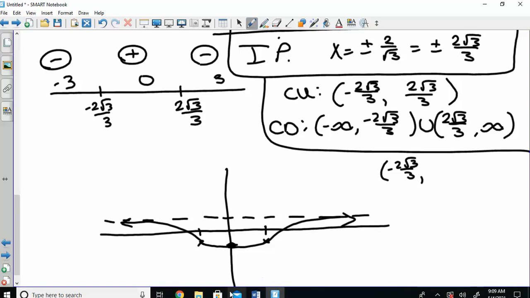So make sure you are marking your inflection points, your maximums and minimums, your asymptotes, all that stuff you find, I do expect you to plot on your graph. Any questions there?